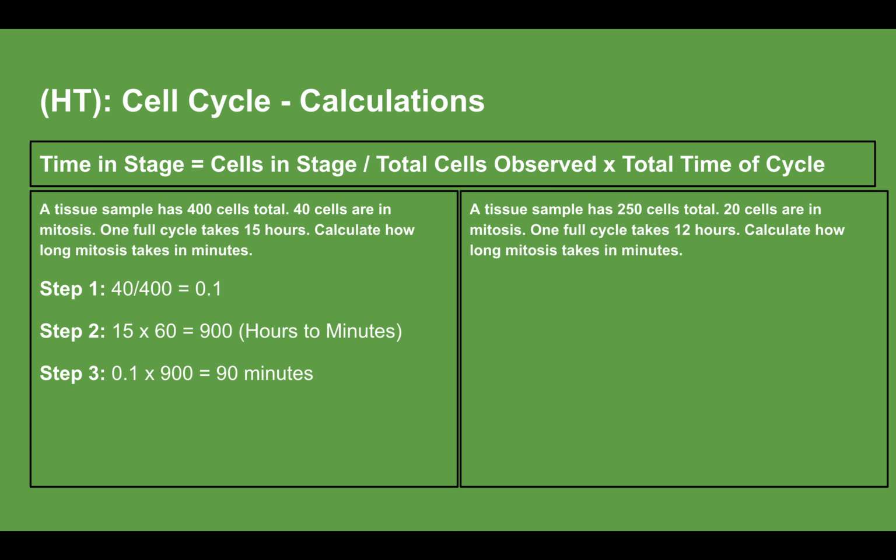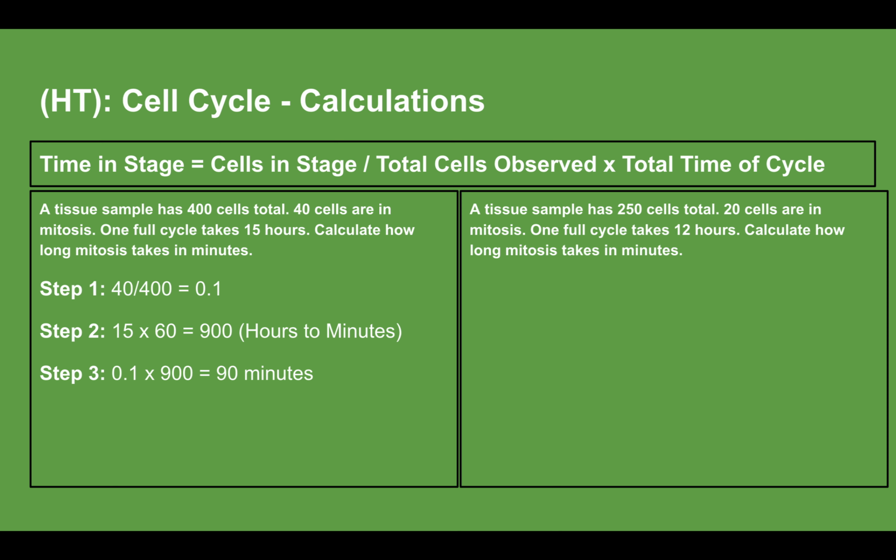So, first of all, we know that 40 cells are in mitosis, but there's a total of 400 cells on this tissue sample. So 40 divided by 400 will give you 0.1. Now we need to convert that 15 hours to minutes. So 15 times by 60 will give us 900 minutes.